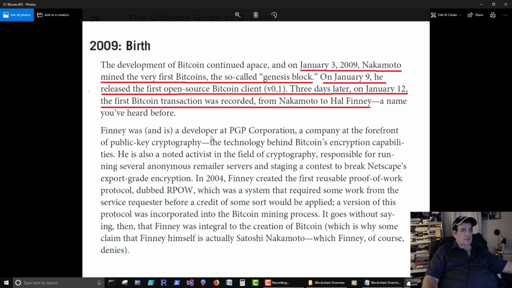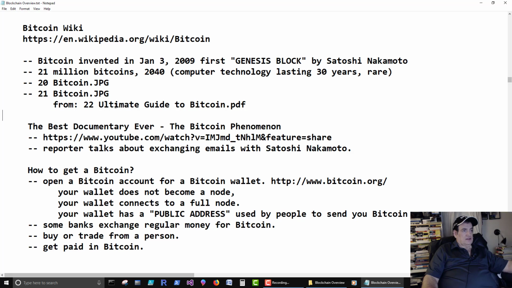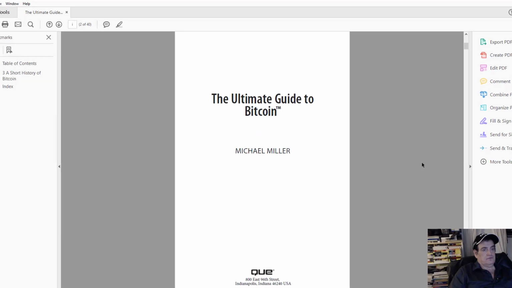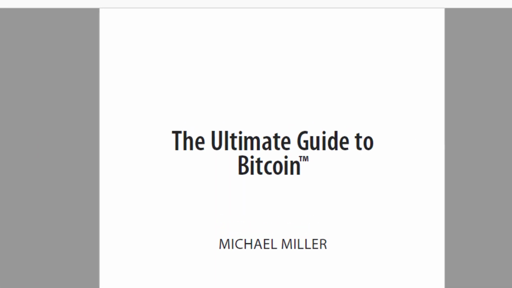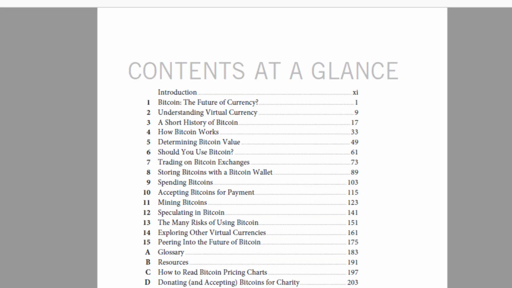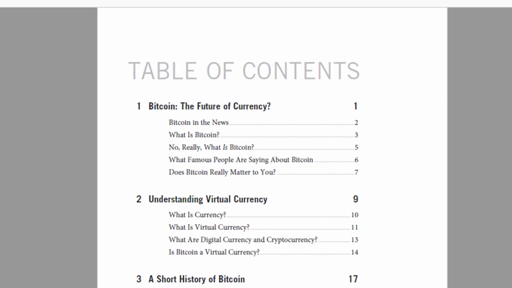Finney was a developer at PGP Corporation. Okay, so this book, number 22, that's this guy here. It's only 40 pages. I found it online.